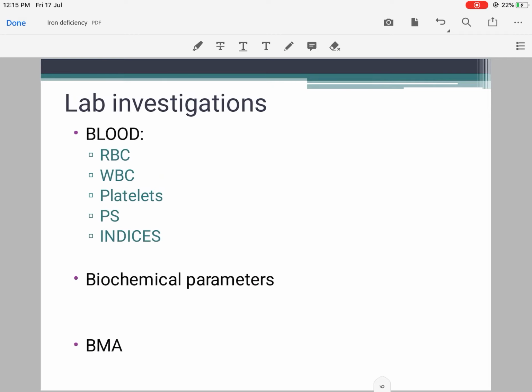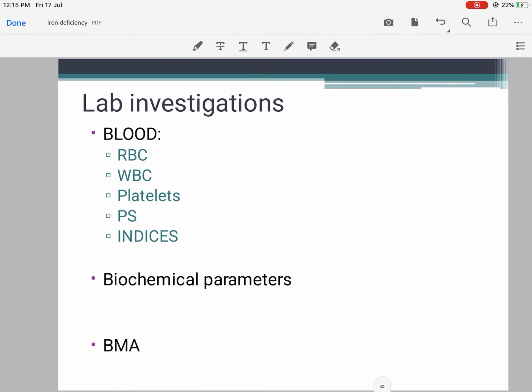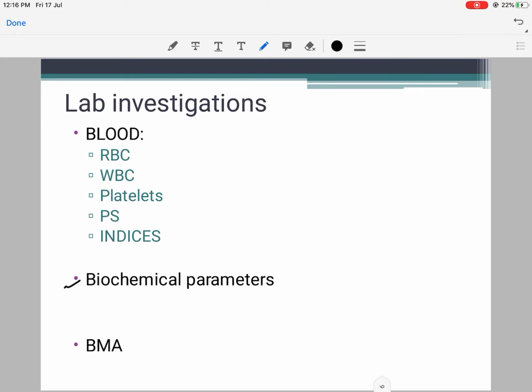If you see investigation in any hematological disorder, the investigation would be blood investigation, biochemical, and bone marrow. These three are important. Apart from that, other investigations are there for the cause of any disease, like for causes of iron deficiency anemia, we'll do some other investigation. In blood, you write about RBCs, WBCs, platelets, peripheral smear, indices. In anemia, the important feature is that the RBCs are reduced. That is the definition of anemia.